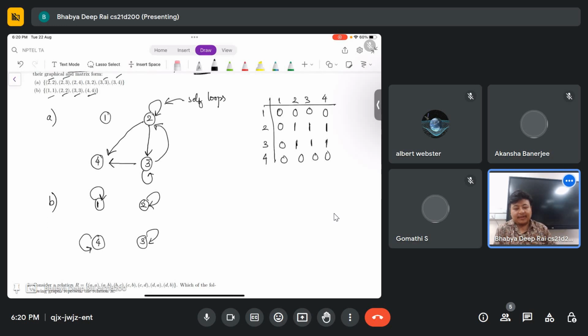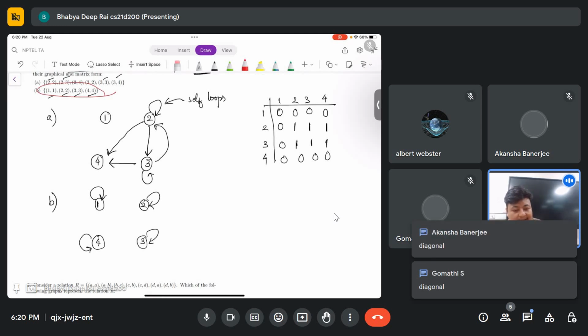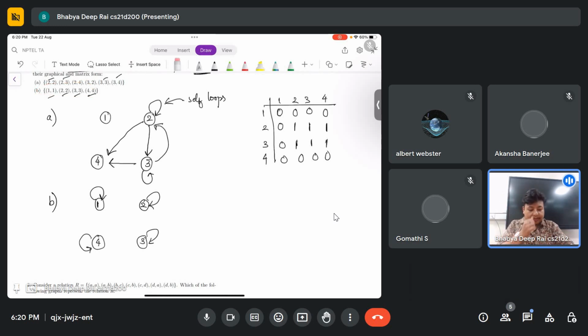So for this relation given in B, what would the matrix look like? Yeah, the matrix would be a diagonal matrix. In other words, the diagonal elements are 1.